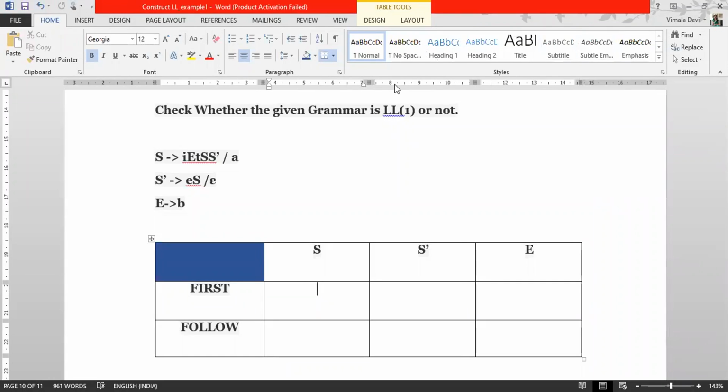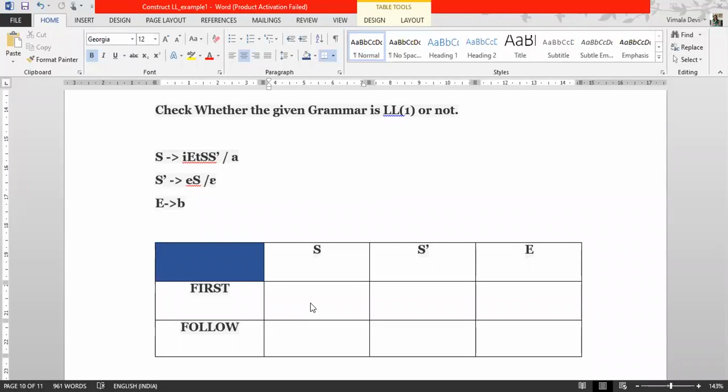Have you understood? Let me repeat. If the question comes like this, first you need to compute first and follow. The second step, you have to build the parsing table. After building the parsing table, if one or more cells contain more than one entry, the given context-free grammar is not suitable for LL1 parser construction, or it is not an LL1 grammar. Right? So take down this problem.